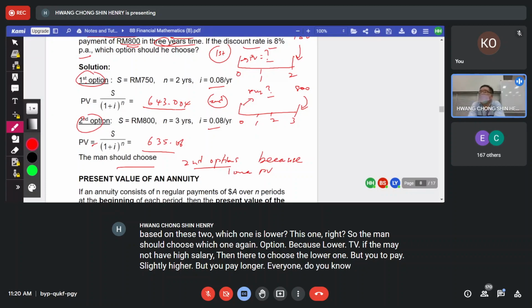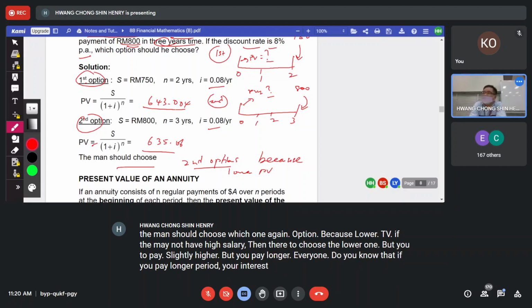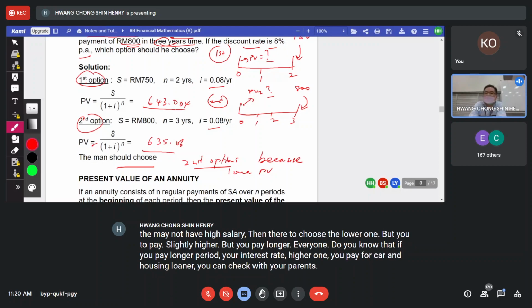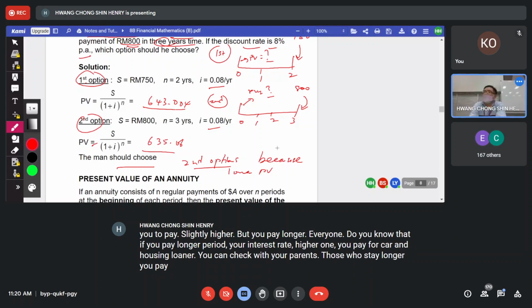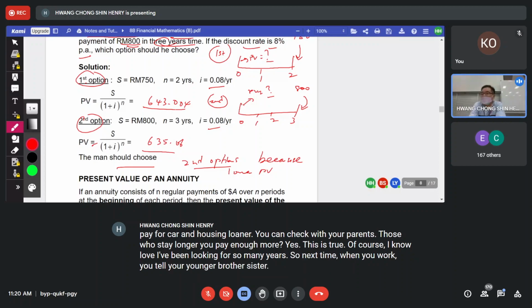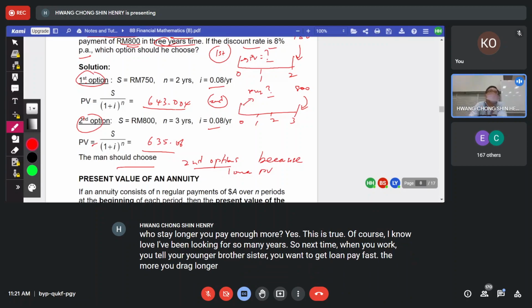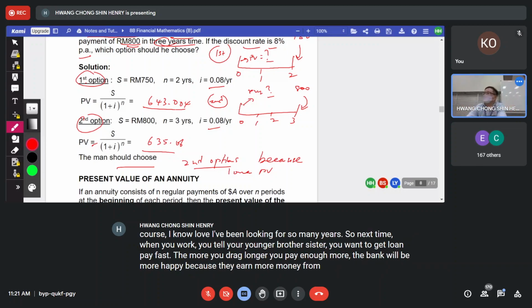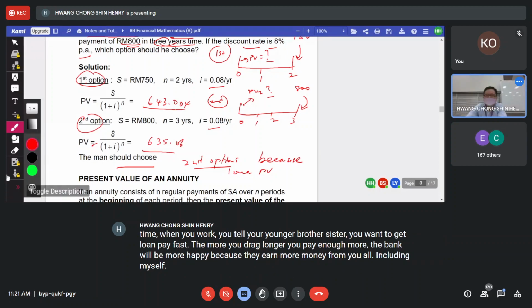Everyone, do you know that or not? If you pay a longer period, your interest is higher. You pay for car and housing loan, you can check with your parents. Those who pay longer, do you end up paying more? Yes, this is true. Of course I know lah. I've been working for so many years. So next time when you work, you tell your younger brother, sister, if you want to get a loan, pay fast. The more you drag it longer, you end up paying more. The bank will be more happy because they earn more money from you all, including myself. I also took a loan already.